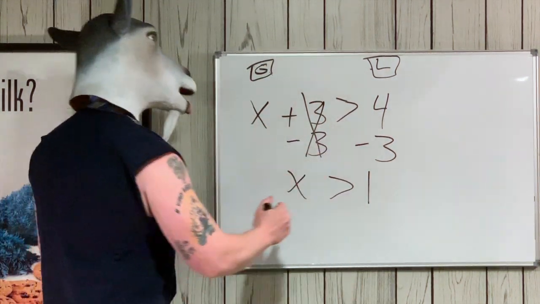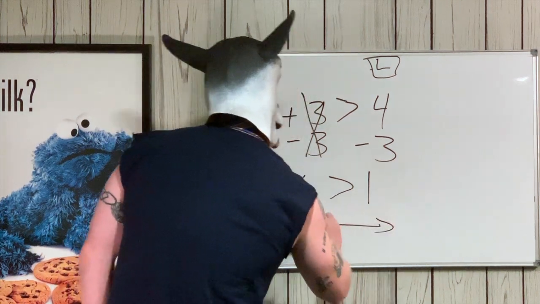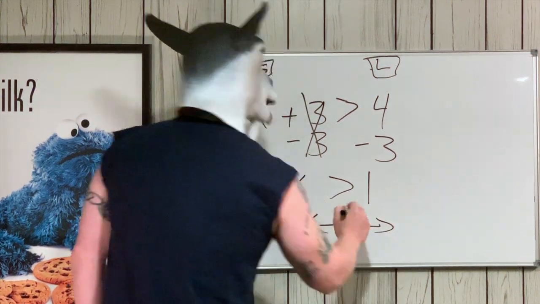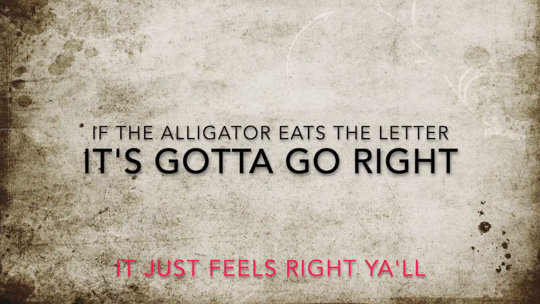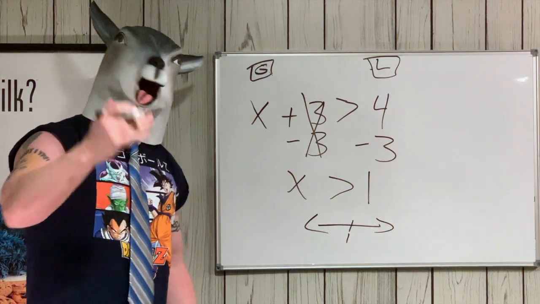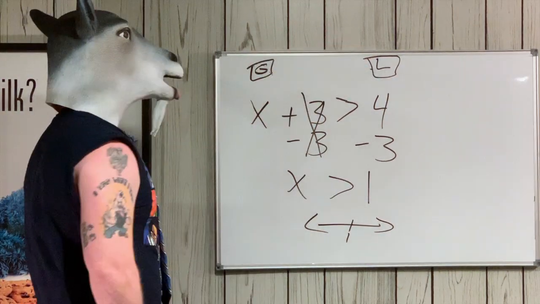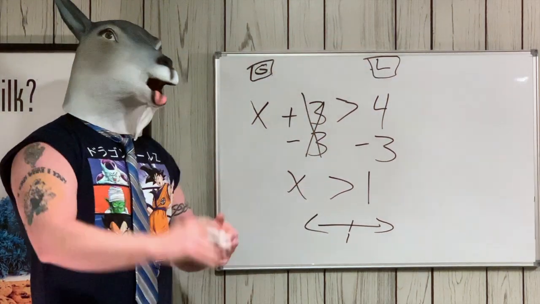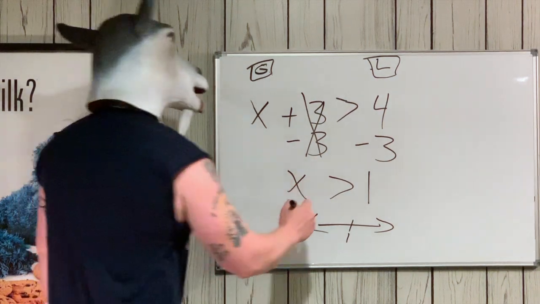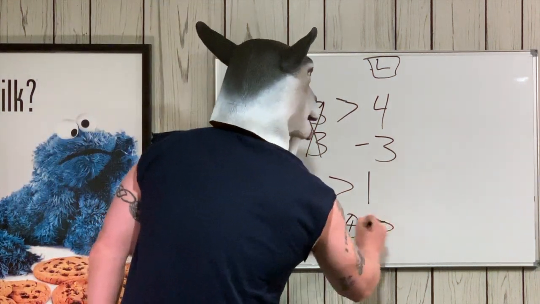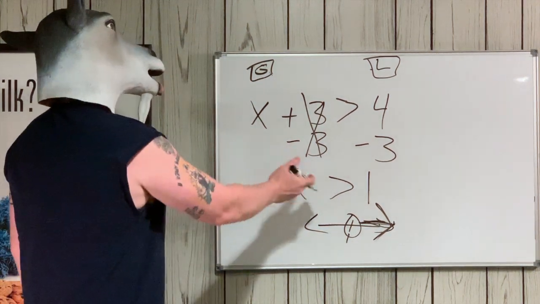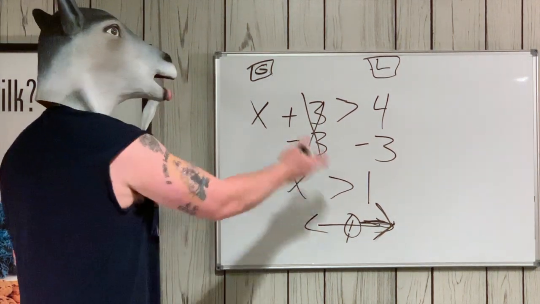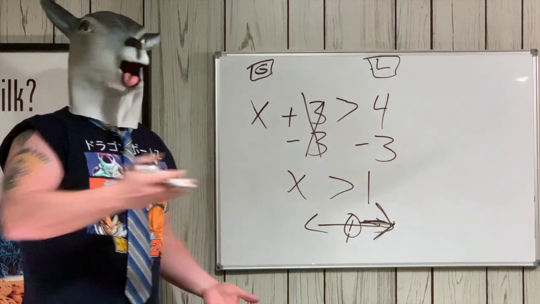Then we're just going to graph it. We're going to pop a line down there. Here's a 1. Now remember the golden rule: if the alligator's eating a letter, it goes to the right. There's no line underneath, so it's going to be an open circle. Send that to the right. That means every number that's bigger than 1 makes that true. That's all you got to do.